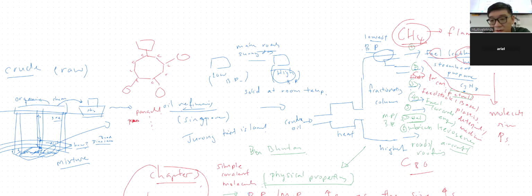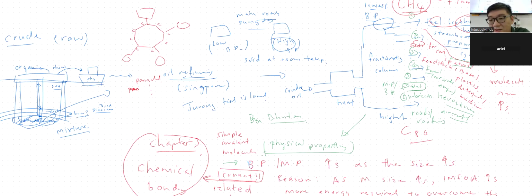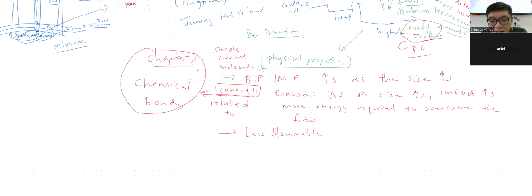Whereas think about road surfaces, roads and roofings. Do you expect them to be flammable? No, it's supposed to be able to sustain very high temperatures. Exactly. So the flammability should decrease. Less flammable down the fractions.